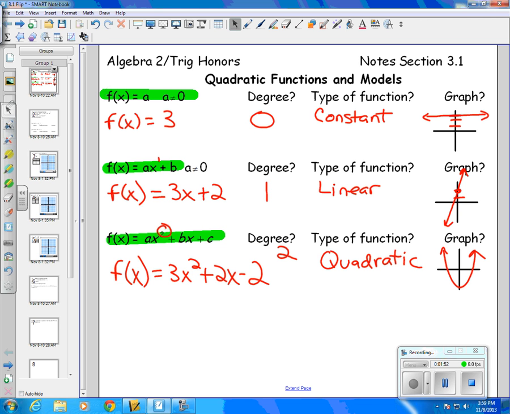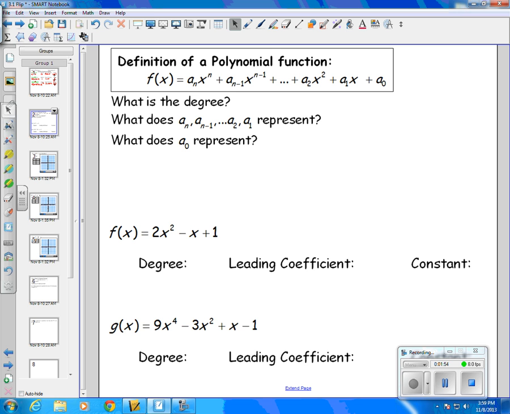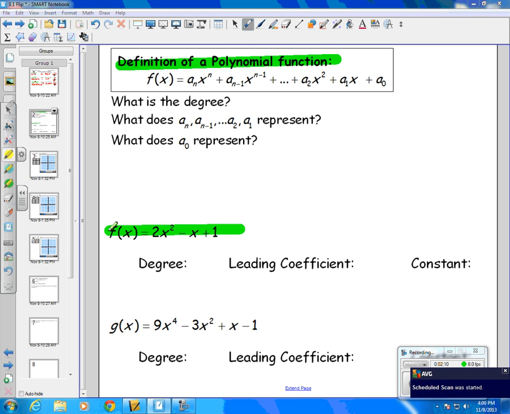Moving on to the next slide, we have the definition of a polynomial function, and this looks extremely complicated, but I do have some examples down here that are examples of polynomials that follow the format in this definition, and they should help make things a little bit simpler for you guys.